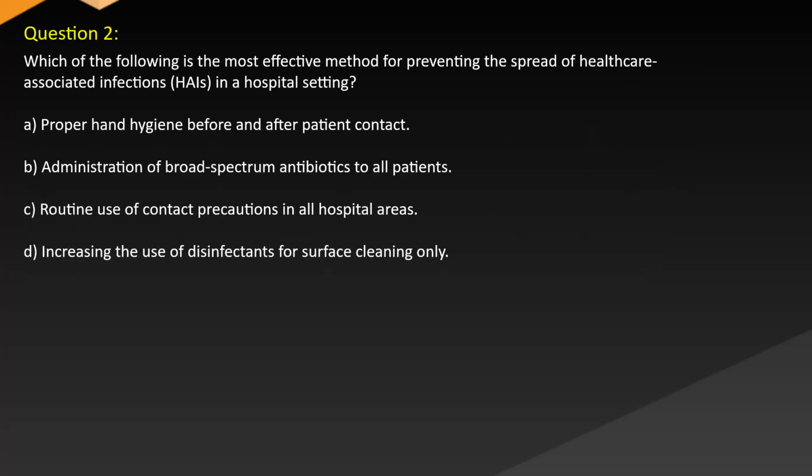Question 2. Which of the following is the most effective method for preventing the spread of healthcare-associated infections (HAIs) in a hospital setting? A. Proper hand hygiene before and after patient contact. B. Administration of broad-spectrum antibiotics to all patients. C. Routine use of contact precautions in all hospital areas. D. Increasing the use of disinfectants for surface cleaning only.